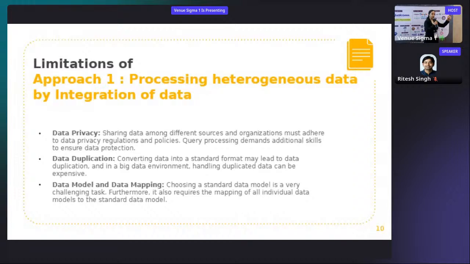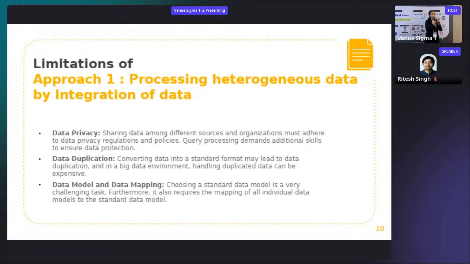If the original data size is 100 TB, then we are duplicating it in another format, and again consuming another 100 TB of data. And when we are trying to convert it to one unified format, which format should we choose, and what would be the mapping scenario when we try to map each individual data source to the required one, is a challenging task.